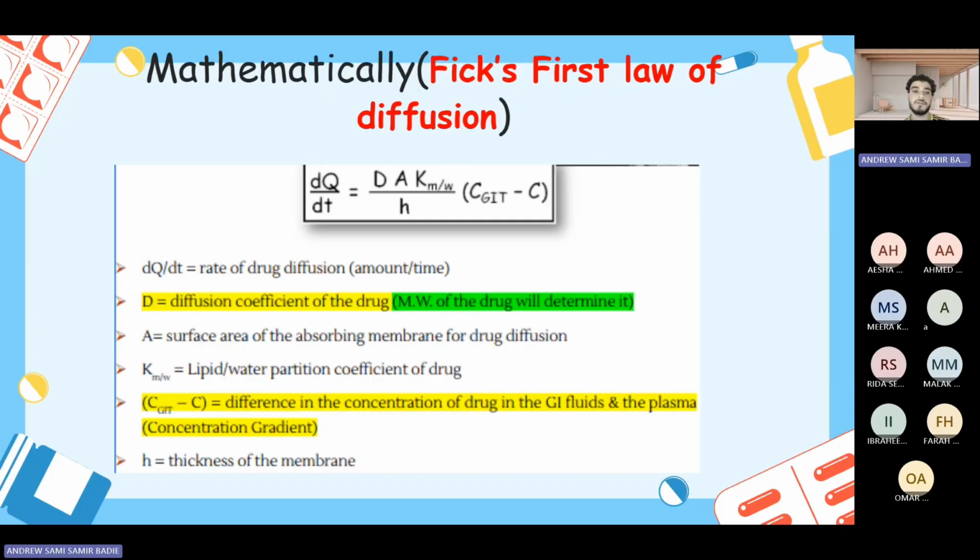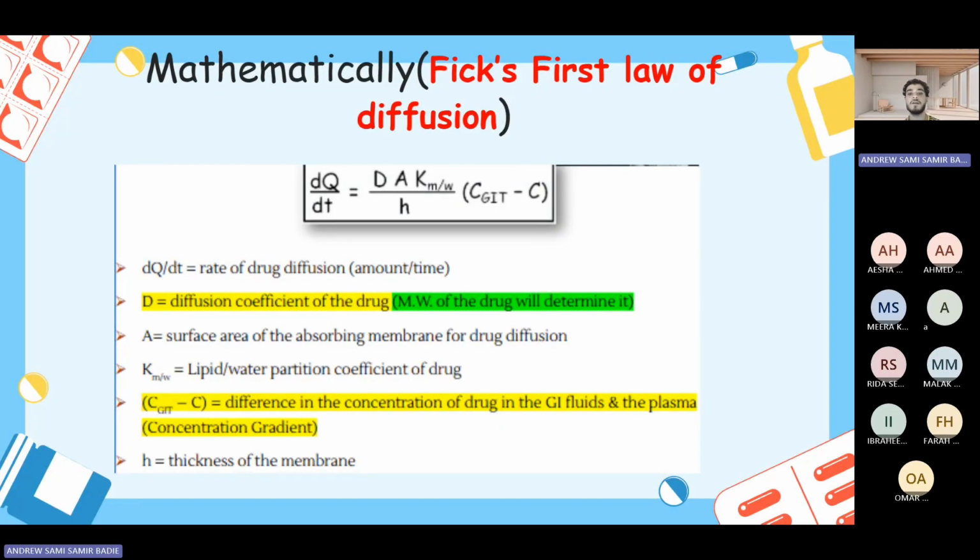This equation, you don't really have to memorize it, but understand it. So we have D, which is the diffusion coefficient. This is a predetermined number for each drug, and the molecular weight of the drug will determine it. If we have a high molecular weight of the drug, it's going to make it harder for the drug to dissolve or diffuse. And if you have a lower one, it's going to make it easier.